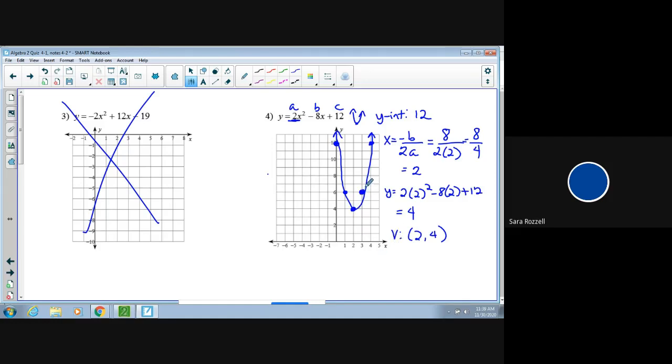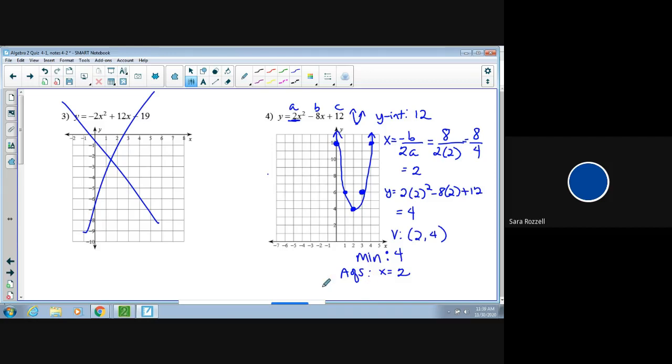Okay. And then is this going to be a maximum or a minimum? Layla, you can go ahead and answer that since you're close to your mic, I bet. A minimum? A minimum, yep. And our minimum value is 4. That's the y value of your vertex. Axis of symmetry cuts it right in half at 2, x equals 2.